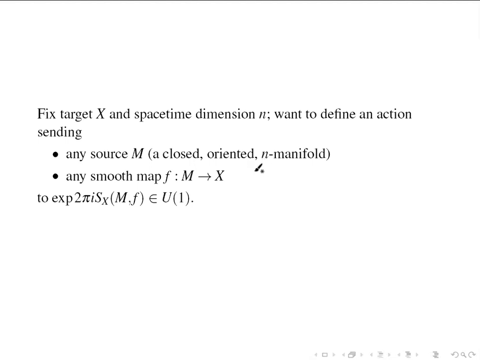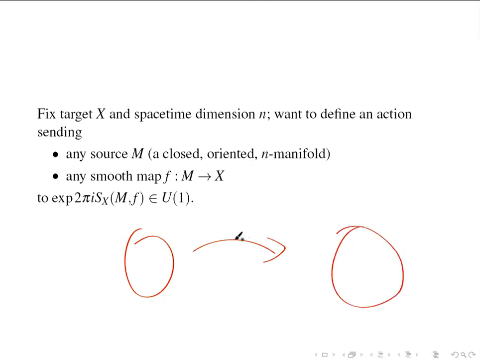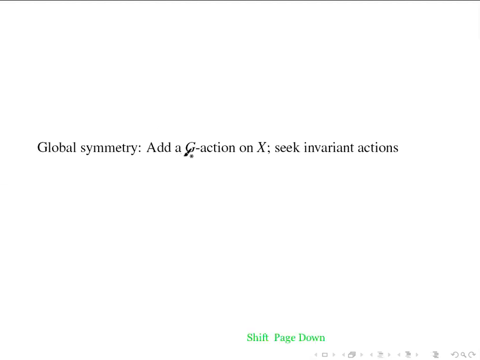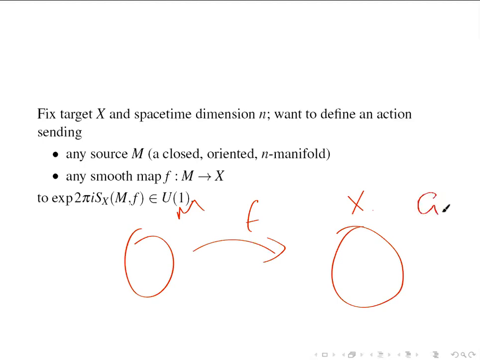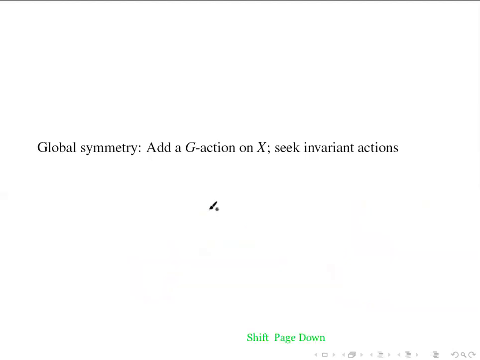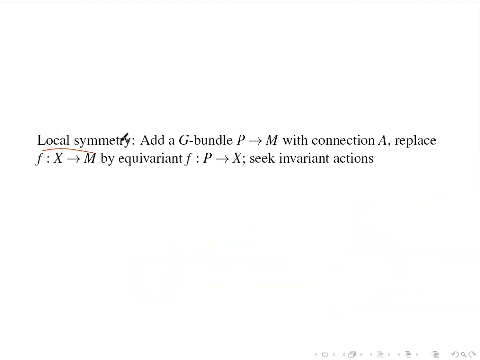What I'd like to do is try to get a universal construction of topological actions. I'd like to take any M, any X, and produce all of the topological actions in that theory. And if I have a global symmetry, that's to say if I have a group G acting on the manifold, then I'd like to take the subset of ones which are invariant. And if I want to make that a local symmetry, then I'm just going to add a G bundle for the gauge group G over my space-time and a connection. I replace the map by an equivariant map, and I look for the invariant actions. So that's basically all of the data.